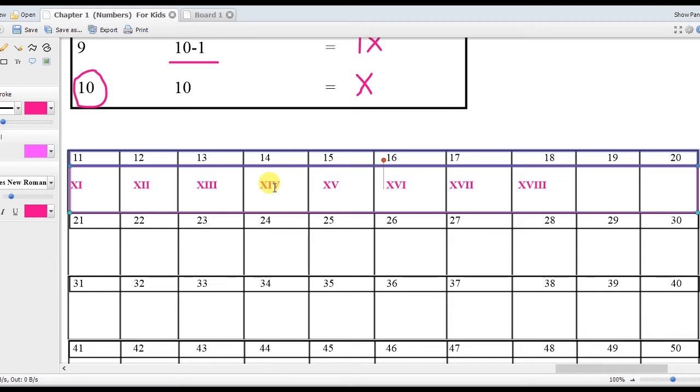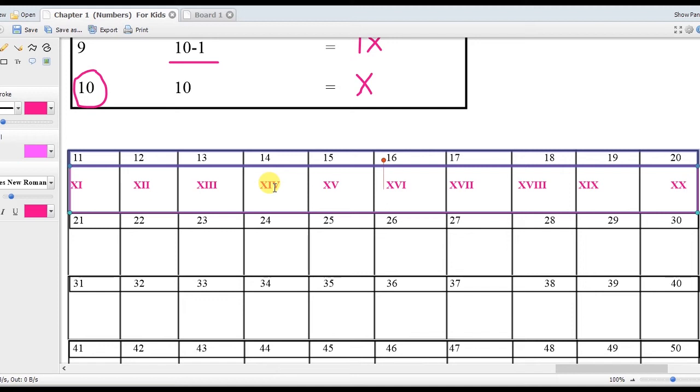And for number 19, which is 10 plus 9 is 19, for 10 it is X, and for 9 it would be IX, right? And for 20, 10 plus 10 will give you 20, so for 10 it is X, and for another 10 it is again X. So here we have successfully written the numbers in Roman representation from 1 to 20.